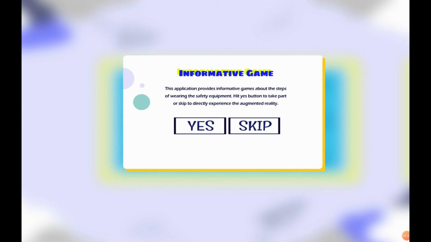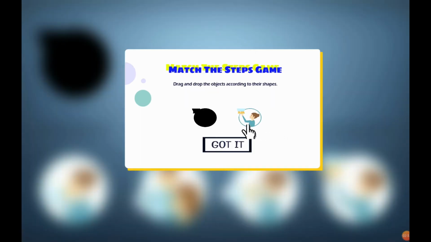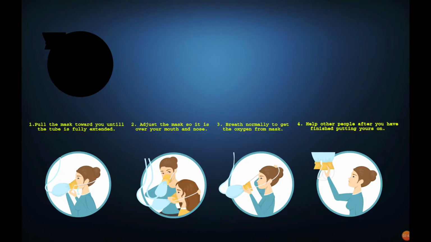This menu provides 2 games and an augmented reality. The games were provided to give information to the user on how to use the emergency equipment. First is the Match the Step game. Drag and drop the object according to their shapes.